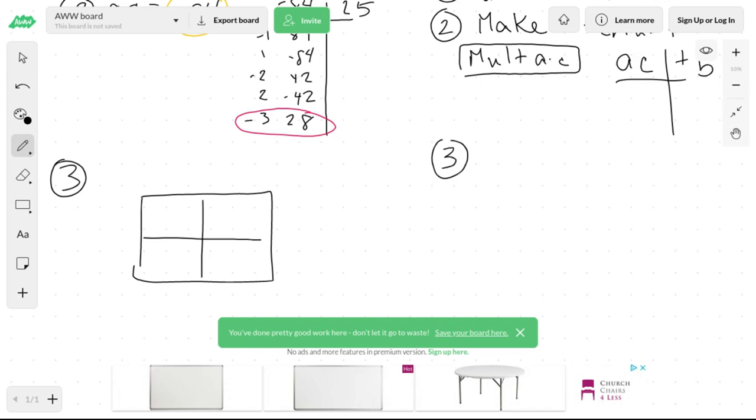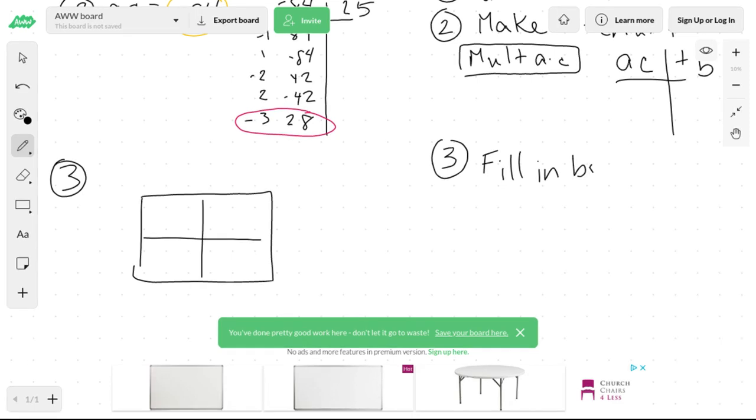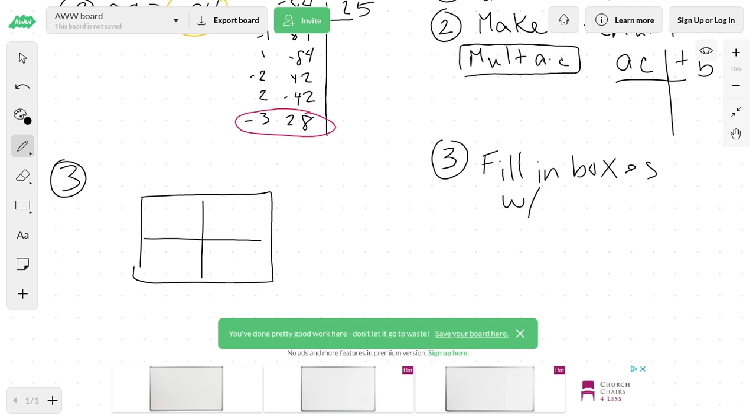So for step 3, we're going to say fill in boxes with our 4 terms. There are 2 that we know automatically. Our first term in our equation was 4x squared.